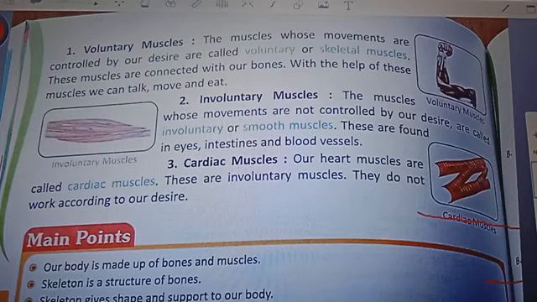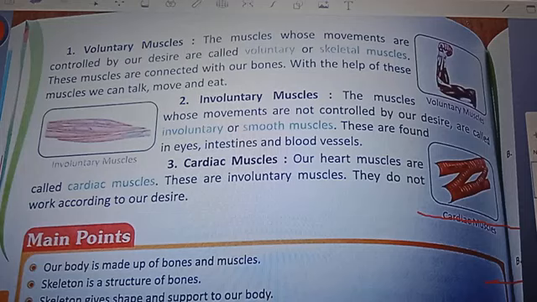Then the last one is cardiac muscle. The muscles present in our heart are called cardiac muscles. These are also involuntary muscles. We are not controlling our heart, right? So cardiac muscles are also involuntary muscles.